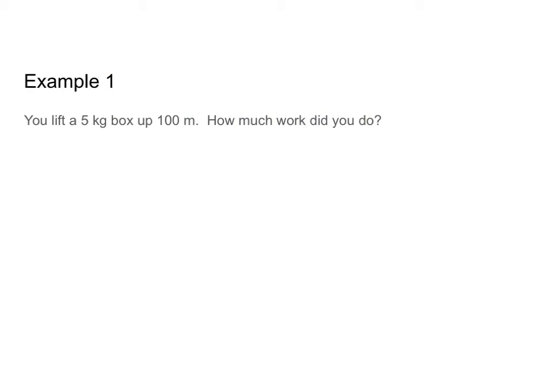So here's a really simple example. You lift a box that is 5 kilograms up 100 meters. How much work did you do? Let's go ahead, and you'll notice I started by drawing a labeled picture with my box and the motion that it has. I did that before I started writing my givens, and that's something I recommend many of you do. Pictures can often help clarify what the word problem is telling you.